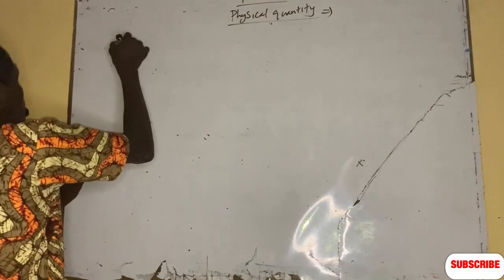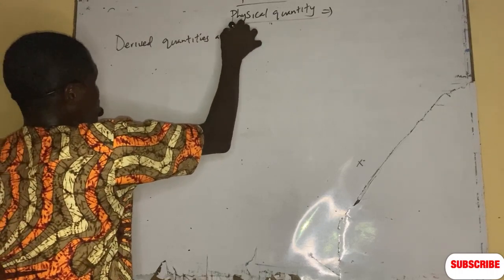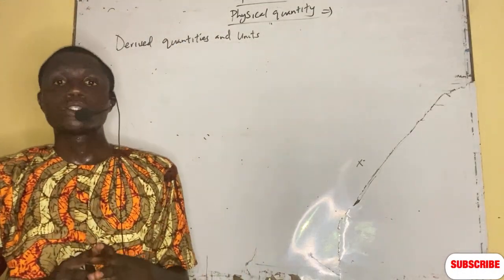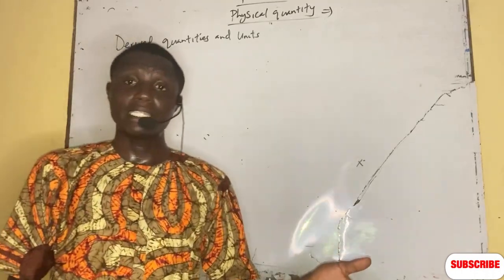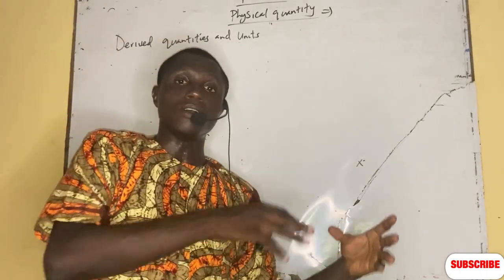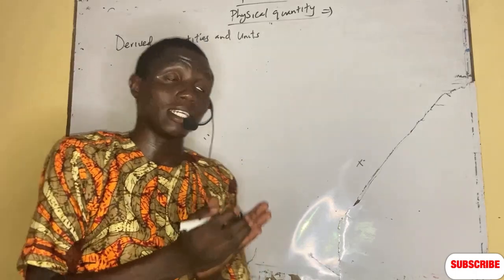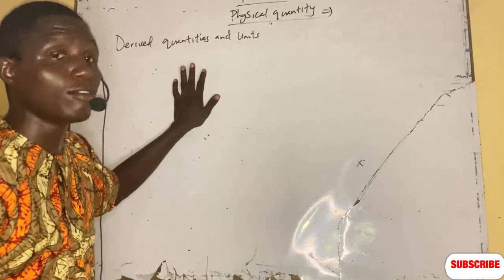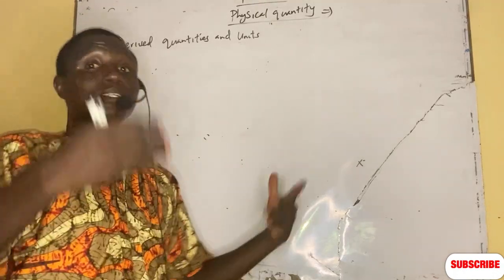So now let's move to the derived quantities and units. Derived quantities and units have to do with quantities that are dependent. They depend on fundamental quantities for their derivation. Derived quantities are quantities or groups of quantities that depend on fundamental quantities for their derivations. We have several examples of derived quantities, starting from area, volume, density, pressure, and so on. There are several, but the most important point is that they depend on fundamental quantities.